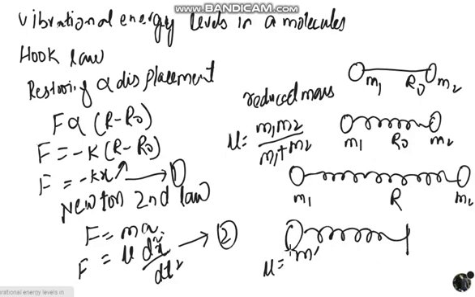Now the situation is like simple harmonic motion, that is, this mass moves about the mean position just like a simple harmonic oscillator. So we will consider the diatomic molecule like a simple harmonic oscillator, and we will solve the equation of the simple harmonic oscillator for the diatomic molecule.